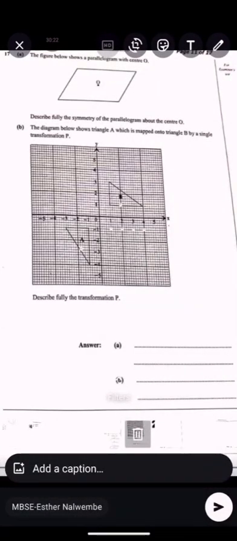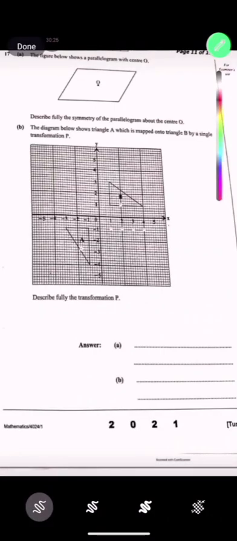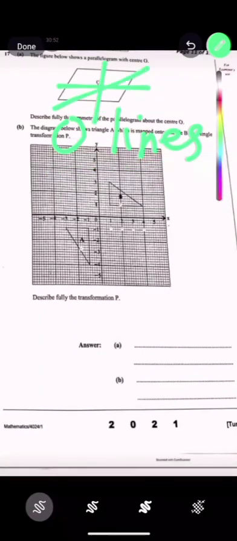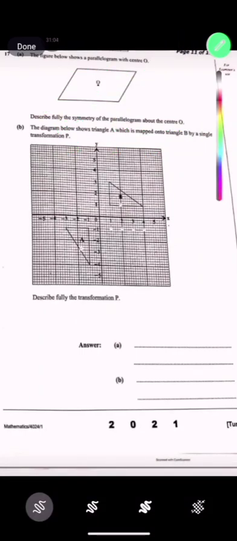The figure below shows a parallelogram with center O. Describe fully the symmetry of the parallelogram about the center O. So when it comes to line symmetry, this figure has zero lines of symmetry. A parallelogram has 0 lines of symmetry. You cannot divide it so that it produces 2 mirror images. When you fold this, it won't be the same as this side. No. Rotation symmetry.